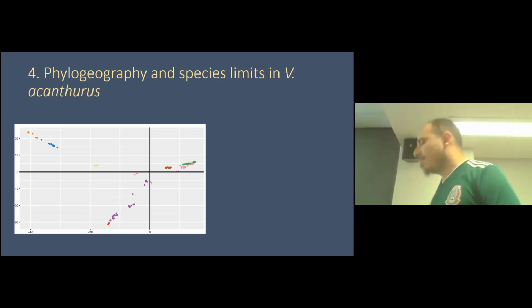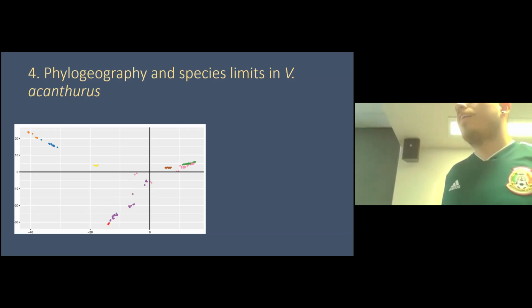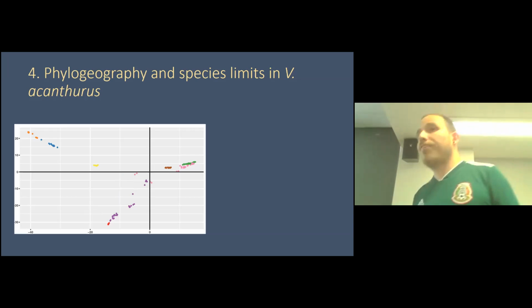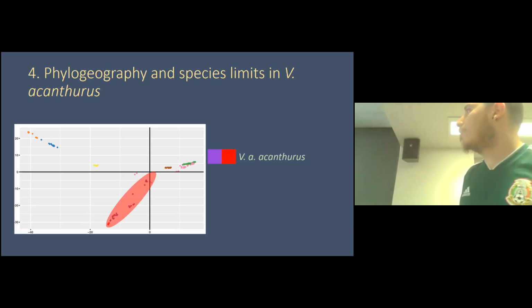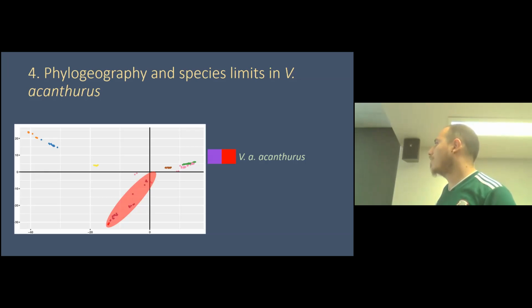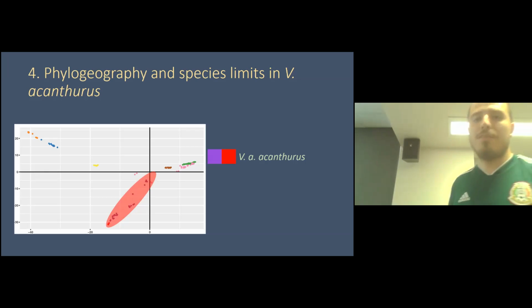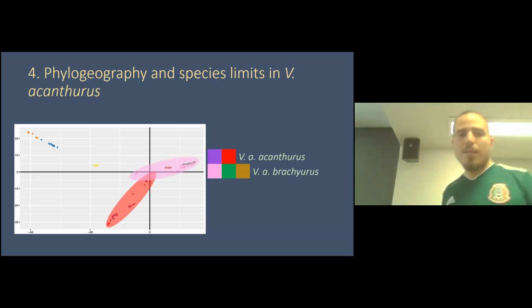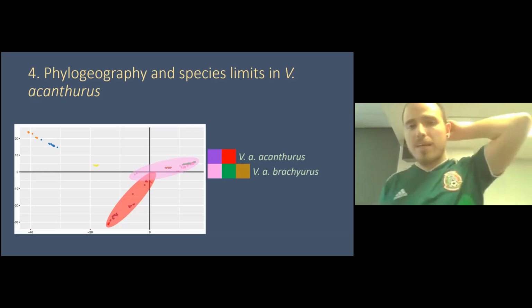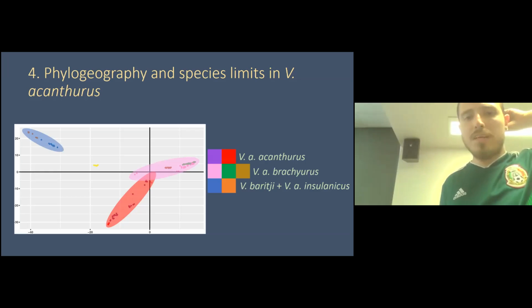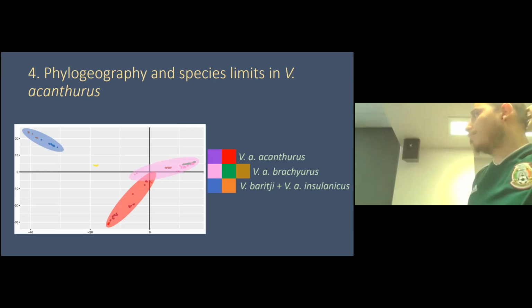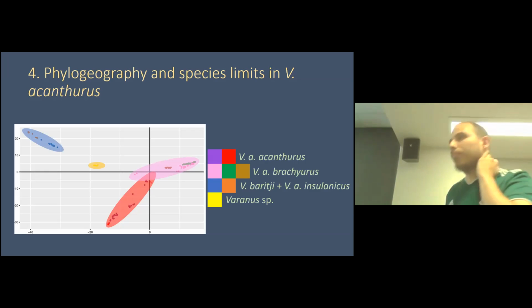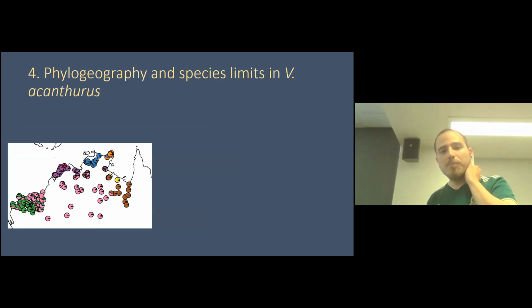And then we performed an FST difference analysis, which is trying to see if there are significant FST differences in the genomes of these animals. And we found that there are no differences between these 2 populations, so they can be collapsed into Varanus acanthurus. Then all these 3 populations can be collapsed into Acanthurus brachyurus. Then we found no significant FST differences between baritji and Acanthurus insulanicus, and this population from Cape Crawford, which appears to be isolated from the others.